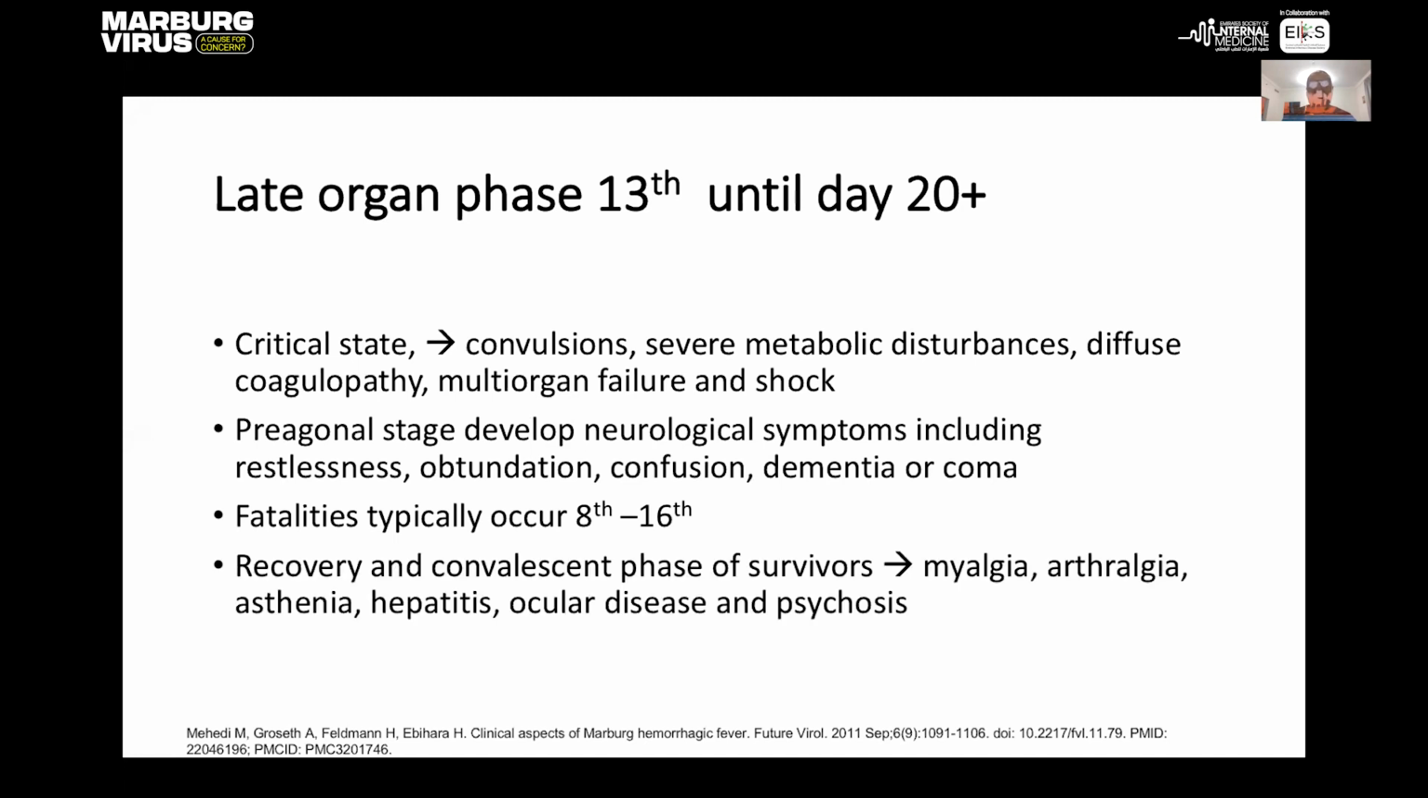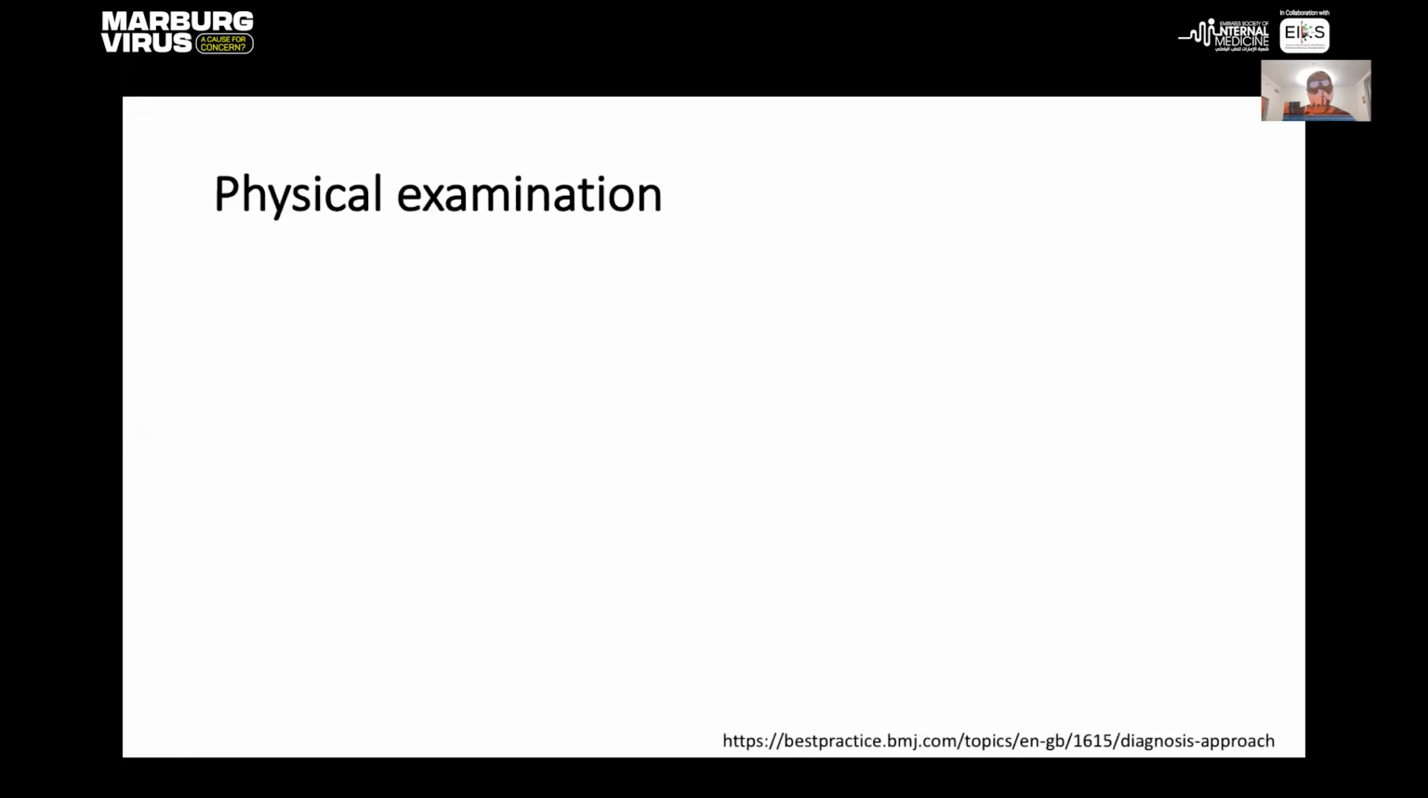If you are lucky enough to recover in the convalescent phase, the survivors do have myalgia, arthralgia, asthenia, hepatitis, ocular disease, and psychosis. So first of all, the number of people who survive is less. And even if they survive, it is going to be with problems at the end of it.